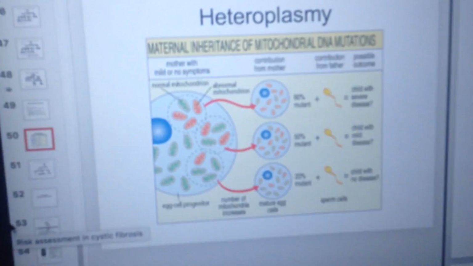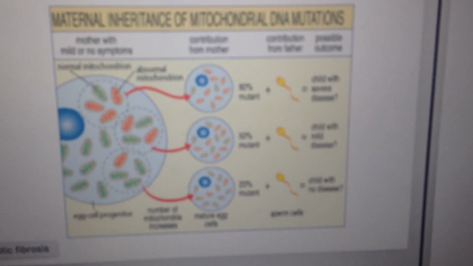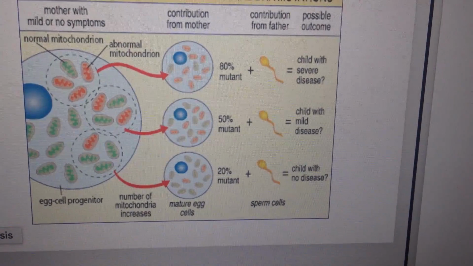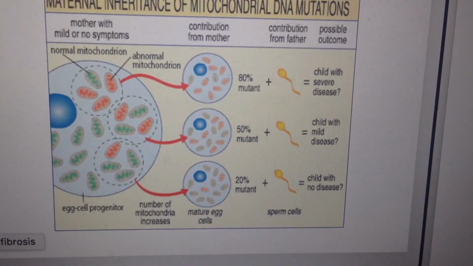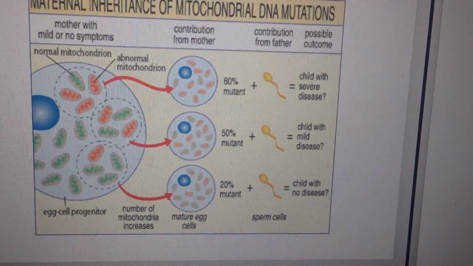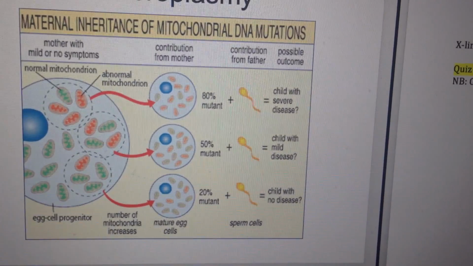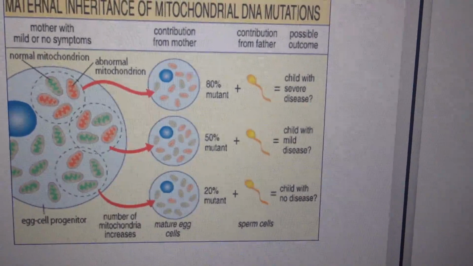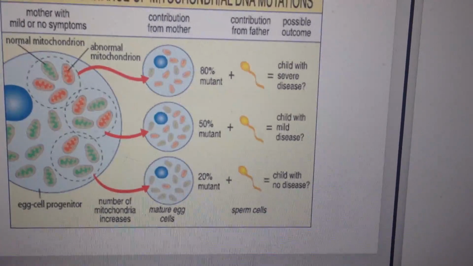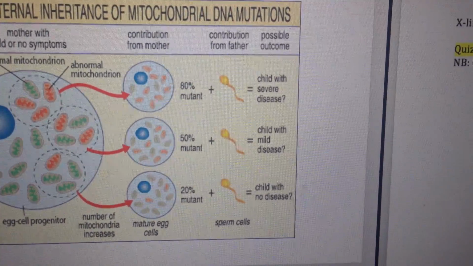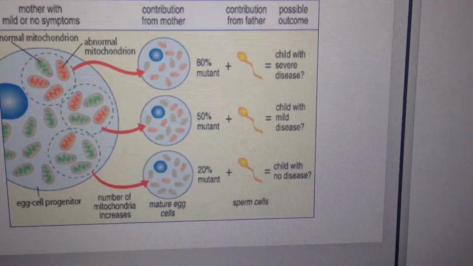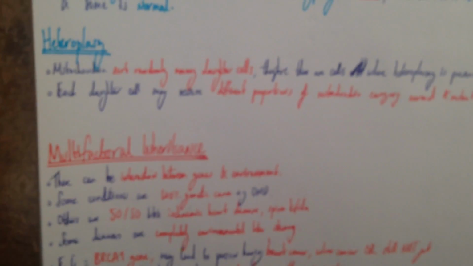Yeah, so here's heteroplasmy, where there are two types of mitochondrial DNA in the cells. As we can see, on the left there are some normal mitochondria and some abnormal mitochondria. If the percentage of abnormal mitochondria is greater, then the child may have a severe disease. If it's 50-50, then the child might have a mild disease. And if it's 20% mutant mitochondria, then the child should have no disease. So we'll go into further information about heteroplasmy.